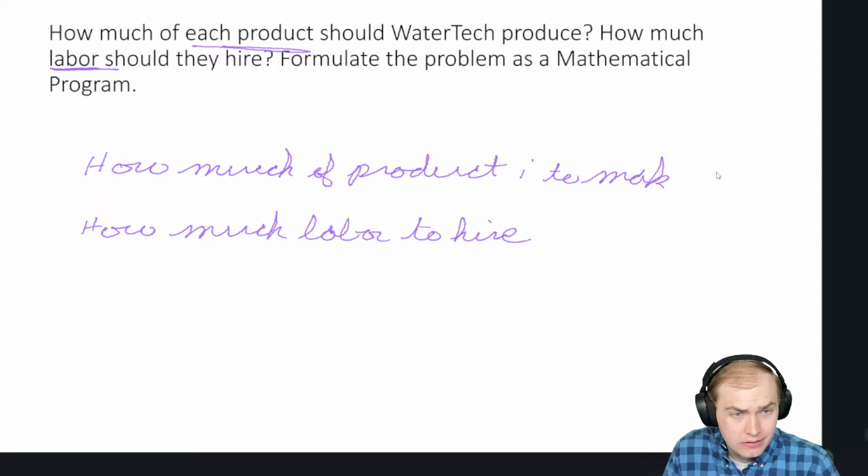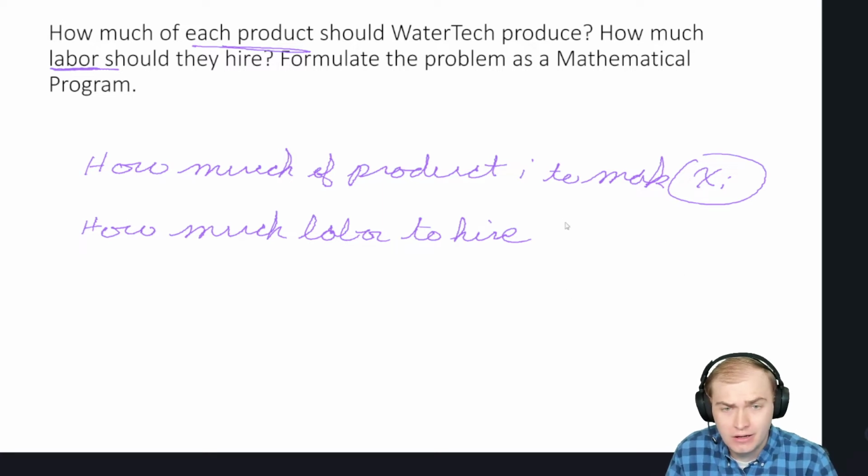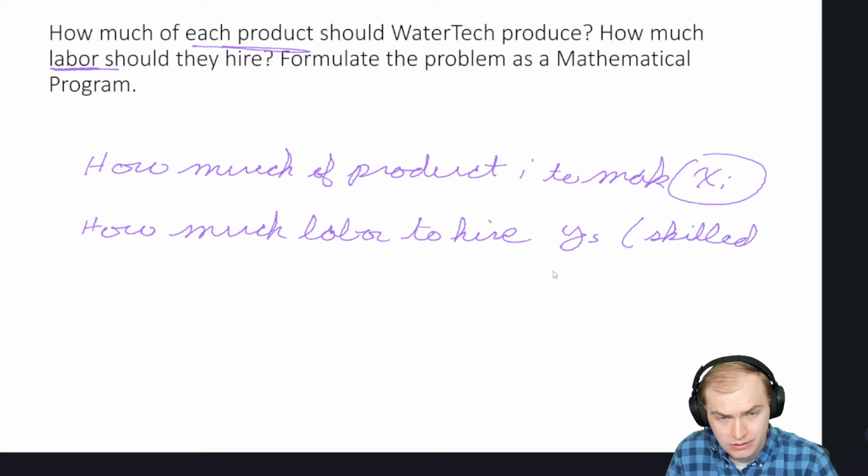We're going to let x_i represent that. That's just going to be a variable. And we're going to let y_s and y_u represent the hours of labor to hire.